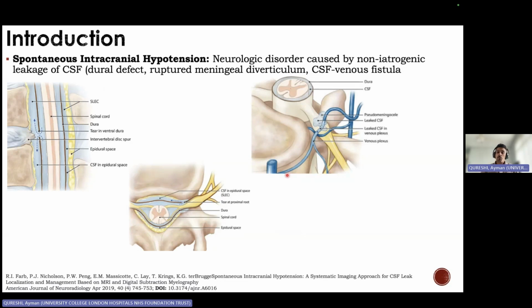And because of that drawing effect and that constant leak, you end up with intracranial hypotension. They can be quite challenging to diagnose.